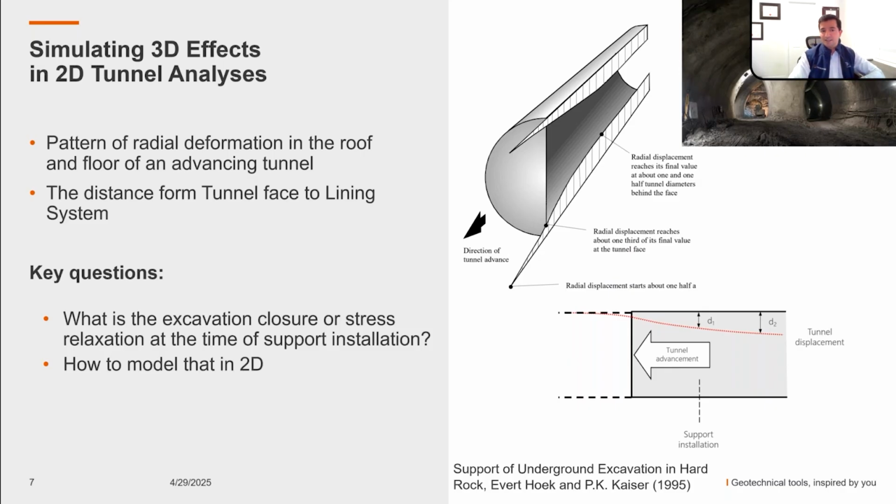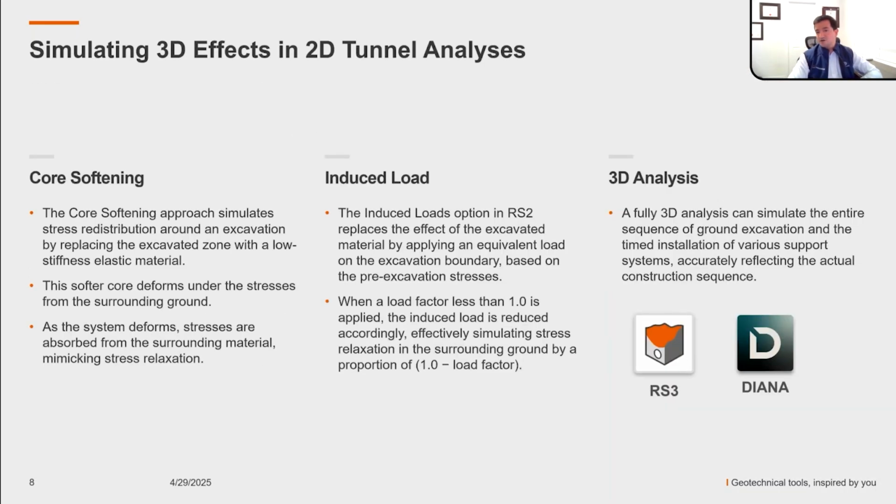Now, the key question is: what is the excavation closure or stress relaxation at the time of support installation? That is the displacement we are dealing with here. And how can we predict and simulate that in 2D? If you want to go for 3D analysis, we have 3D tools, RS3 and Diana. You can do a fully 3D analysis that can simulate the entire sequence of ground excavation and the timely installation of various support systems accurately, reflecting what is actually happening in the field. And you have that construction sequence exactly implemented in your 3D analysis.